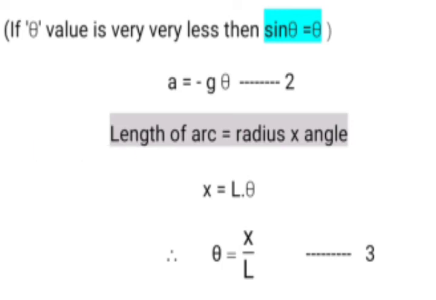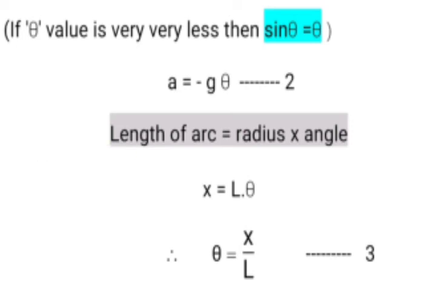A is equal to minus g theta. Instead of sin theta, we are writing it as theta. Then it becomes A is equal to minus g into theta. Now take it as the second equation. Remember this equation. Now in geometry, mathematics, there is one more condition.